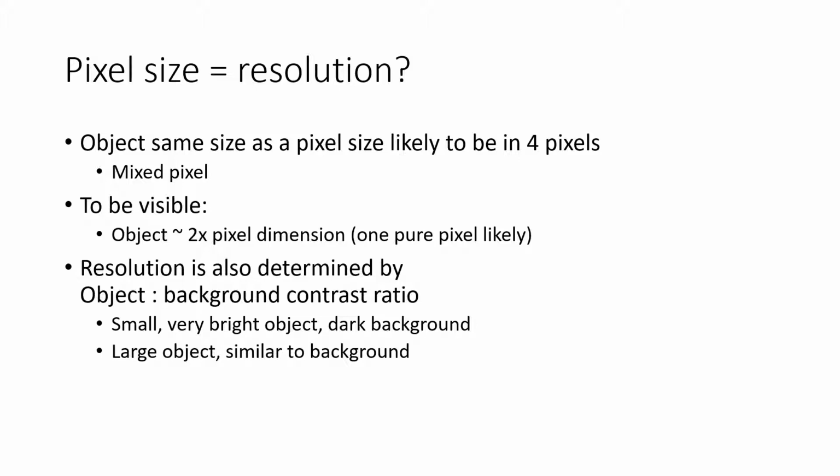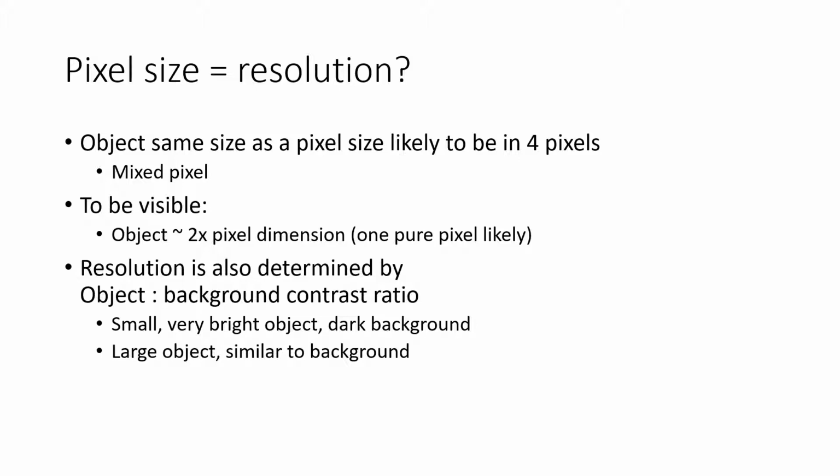If it's off, then by one means or another we're going to calculate what we believe each of those pixels to be, and with only part of that object in them, it may or may not register as that particular thing. In general, to be visible, objects need to be twice the dimensions of pixels. That way you're likely to have at least one pure pixel.